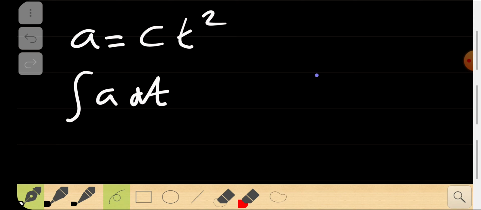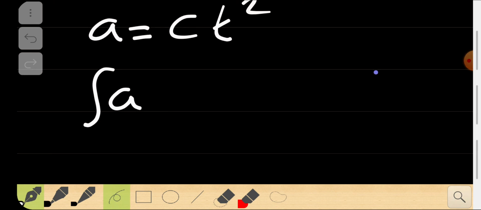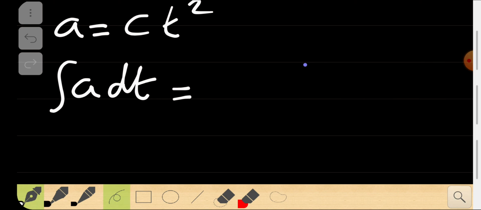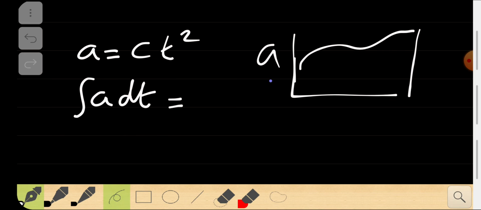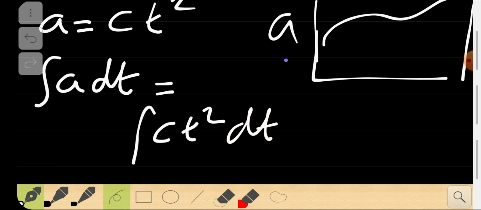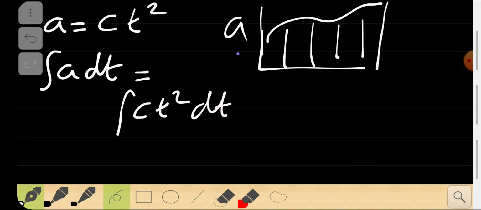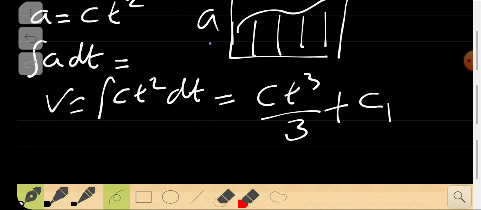So when you integrate a with respect to t, for all the distances of t, you will get the integral of c t square dt. That's the area under the curve, which is the total velocity. So this is the velocity. It will be c t cube by 3 plus c1. Okay, that's a first constant here.